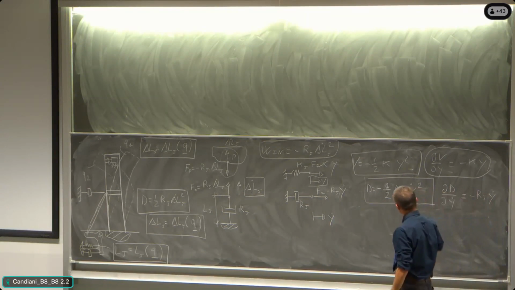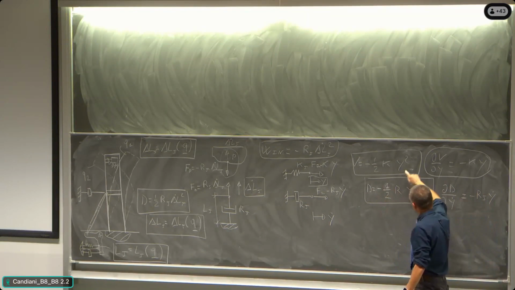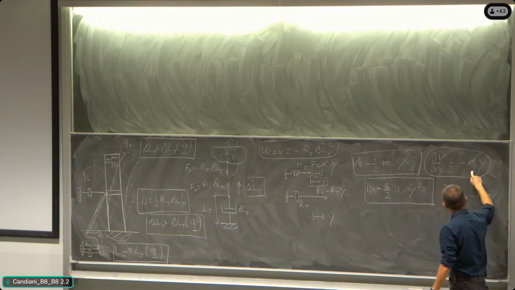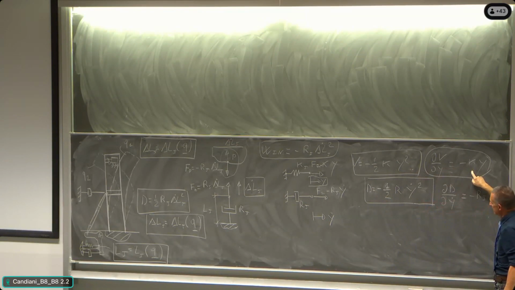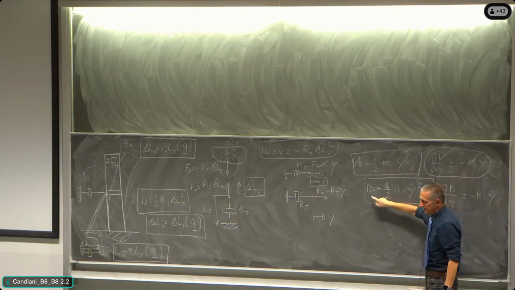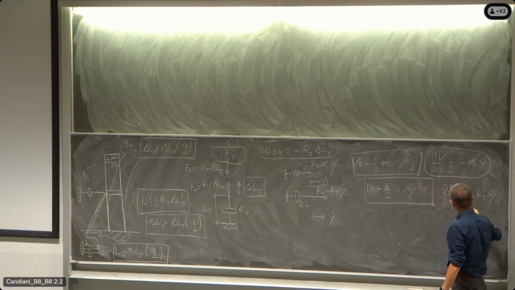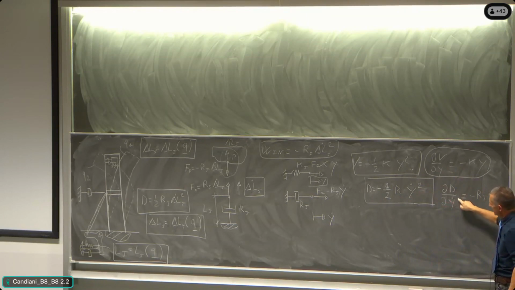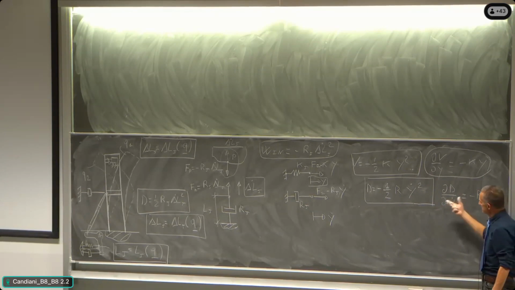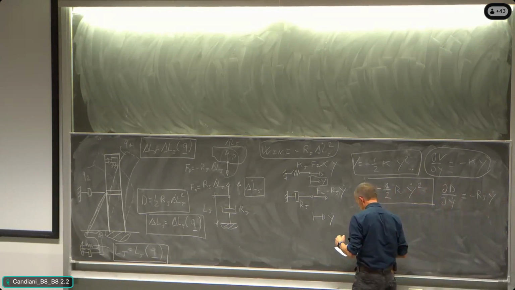So we go back to this story of the dissipative function. For potential energy, the force is written as the derivative of the potential energy with respect to the moving coordinate. For the dissipative function, the force is obtained through the derivative with respect to the velocity y dot of the dissipative function. So let's keep in mind that there is this association, all right? And then we write the problem in full generality.